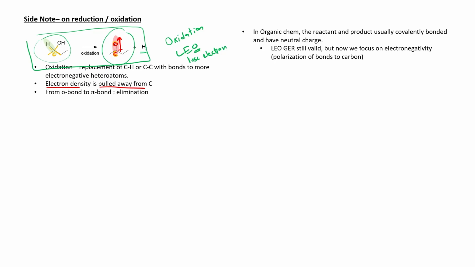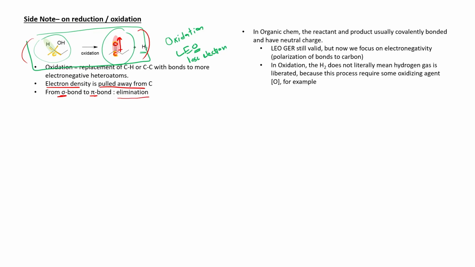So this is an example of how a sigma bond becomes a pi bond. This is an example of an elimination reaction. In oxidation, the hydrogen here does not literally mean hydrogen gas is liberated, because this process requires some oxidation agent, for example KMnO4, CrO3. These are examples of oxidation agents.